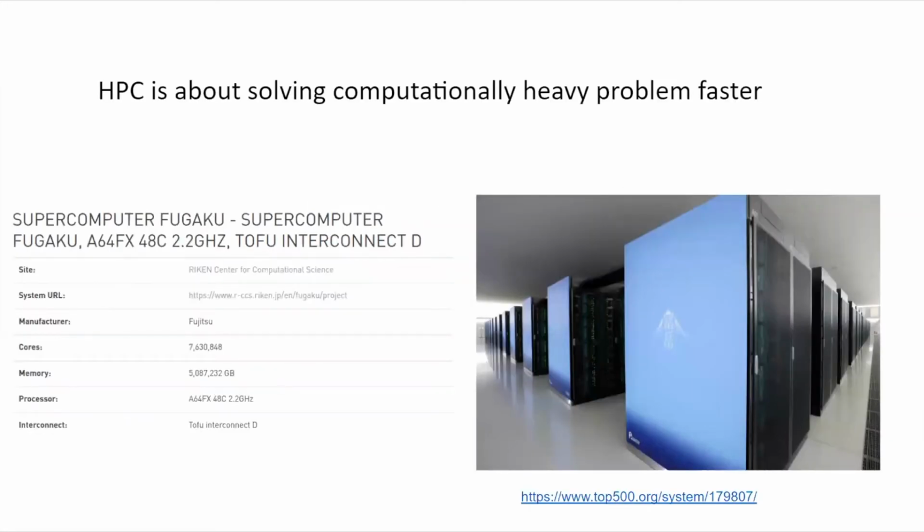High performance computing is about solving computationally heavy tasks faster. An HPC cluster is basically made up of small computers, and these small computers are connected together to create a large computational resource. The same goes for Fugaku, which is the fastest computer in 2020. As you can see on the left chart, Fugaku has an absurd number of cores and memory.